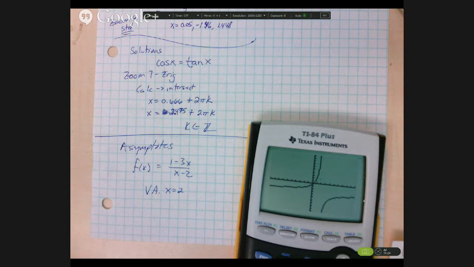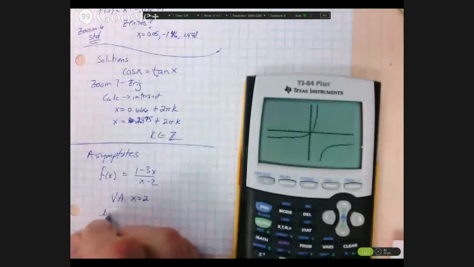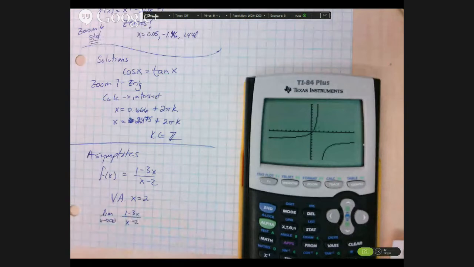Okay, calculus students from last year, how do we figure out horizontal asymptotes? I remember, limit as x approaches infinity. You guys probably saw this last year. Divide everything by the highest power of x, right? That's not how we do it. Okay, that's how we would do it.